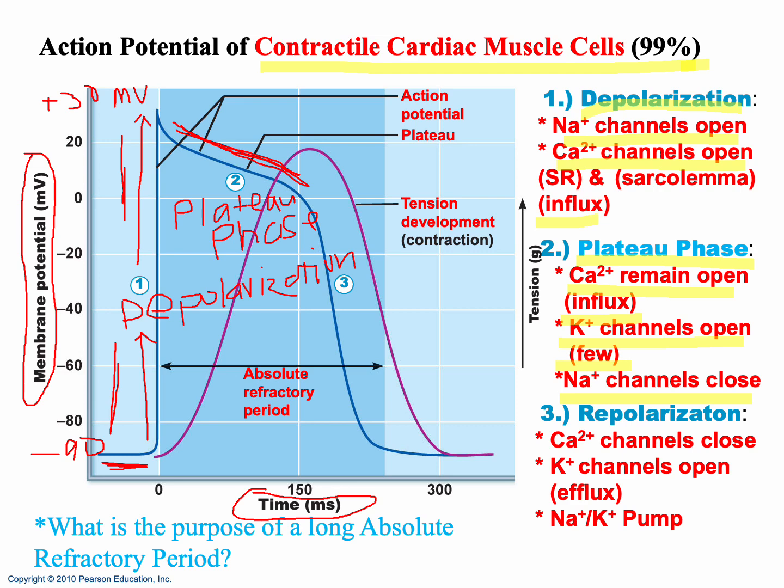So the plateau phase is kind of a check and balance type of thing. You have calcium coming into the cardiac cell and potassium leaving the cardiac cell. Because of this situation, we're able to maintain the action potential for a longer period of time.